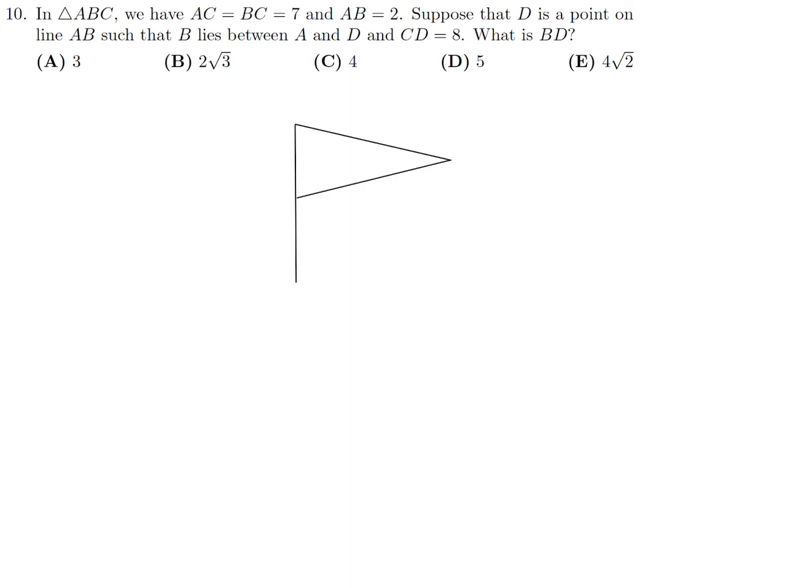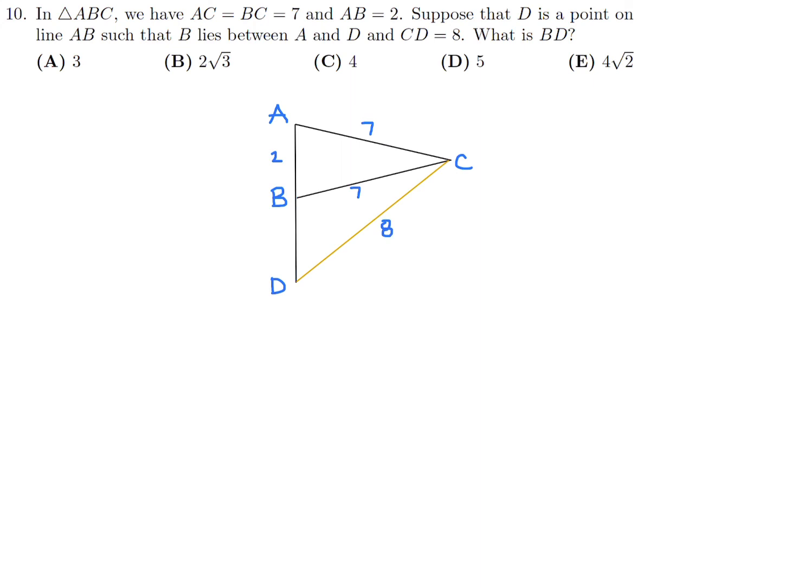Let's first look at a diagram. This is A, this is B, and this is C. And I've extended AB to point D. And now let's draw a line connecting D to C, like that. Now let's fill in what we know in the question. They tell us that AC is equal to 7 and BC is equal to 7 and AB is 2 and D is a point on line AB such that B lies between A and D. All right, that's satisfied. And CD is equal to 8. And then they want us to figure out BD.